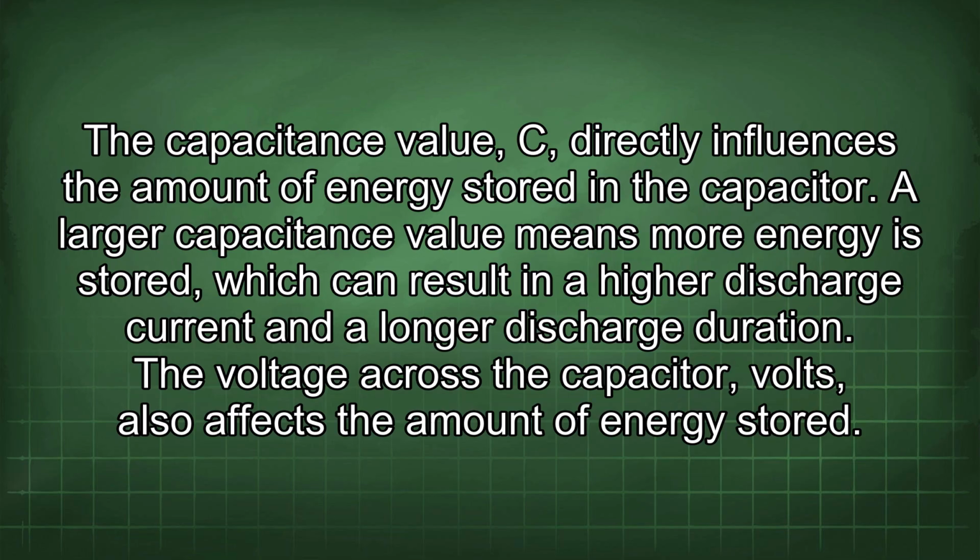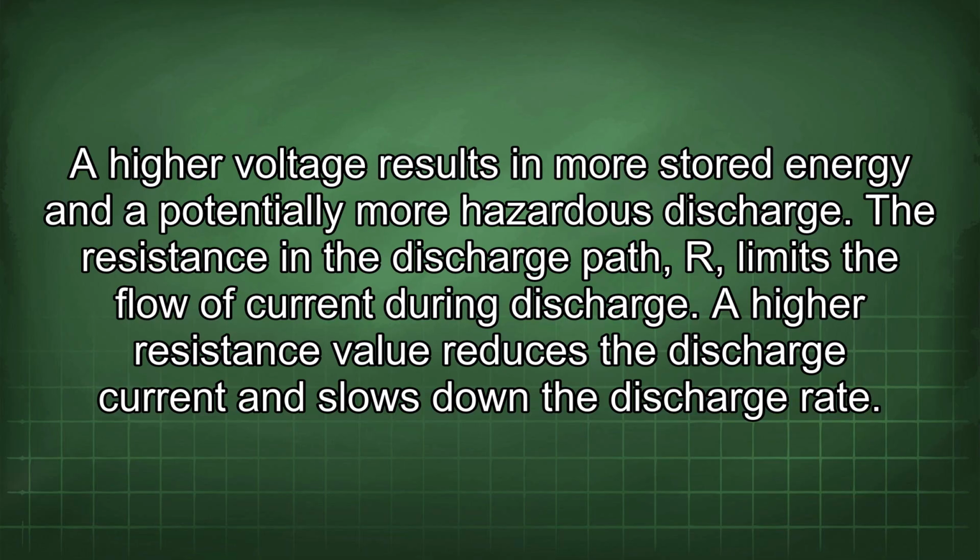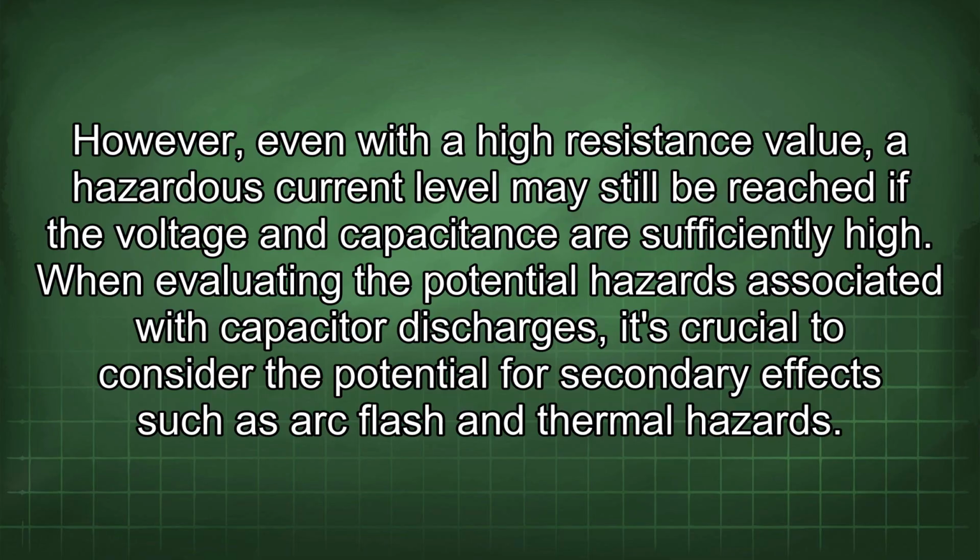The capacitance value, C, directly influences the amount of energy stored in the capacitor. A larger capacitance value means more energy is stored, which can result in a higher discharge current and a longer discharge duration. The voltage across the capacitor, volts, also affects the amount of energy stored. A higher voltage results in more stored energy and a potentially more hazardous discharge. The resistance in the discharge path, R, limits the flow of current during discharge. A higher resistance value reduces the discharge current and slows down the discharge rate.